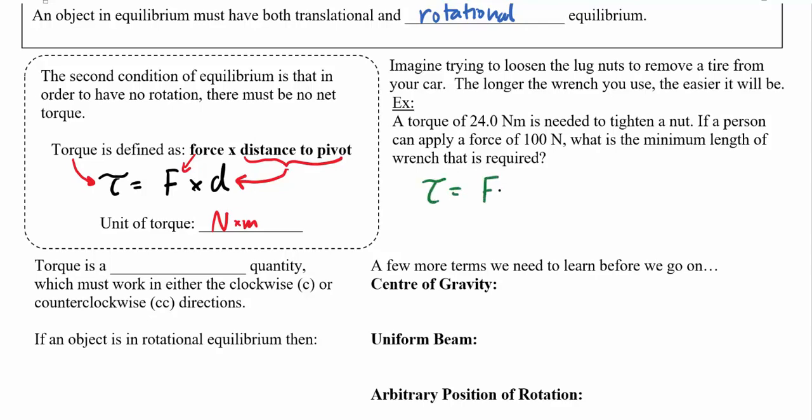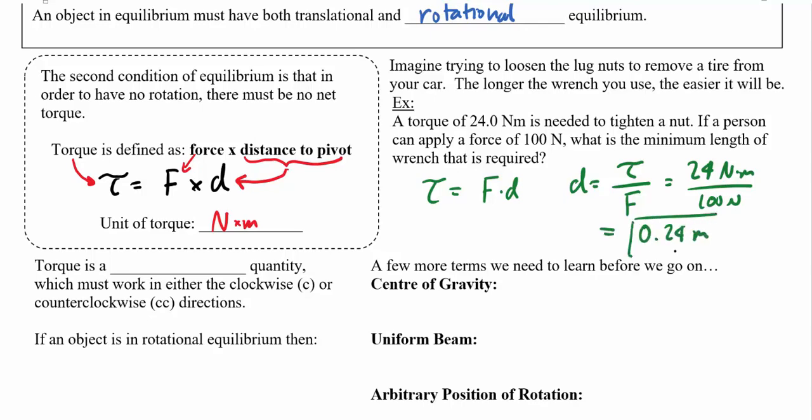Well, torque is just going to be force times distance, and so the distance that you're going to have to apply that force across will just be torque divided by force, which is 24 Newton meters divided by 100 newtons, which gives us a distance of 0.24 meters, or 24 centimeters. Now, obviously, the way torque works here is that if you needed to apply more torque, but you only had that same amount of force at your disposal, then you could simply use a longer wrench. You may have heard the term leverage. The longer the lever arm that you use, the more leverage you get, or the more torque you can apply.